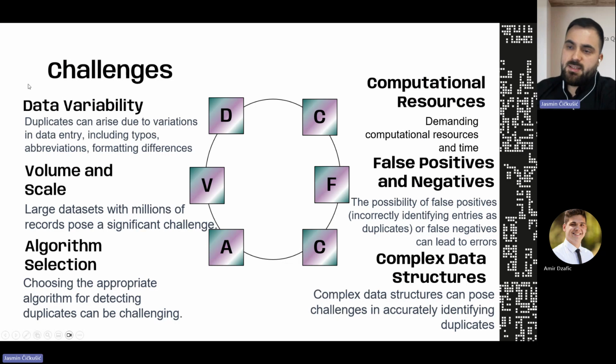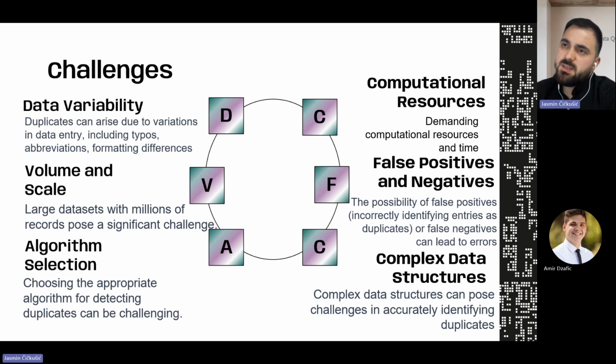We'll start with data variability. Basically, duplicates can arise due to variations from data entry, including typos and formatting differences. Maybe you have different sectors of your company, in different countries, that are populating the same field differently. Then volume and scale. As I mentioned, there's a large data set. The data is getting bigger and much more complex, so it can present a big challenge.